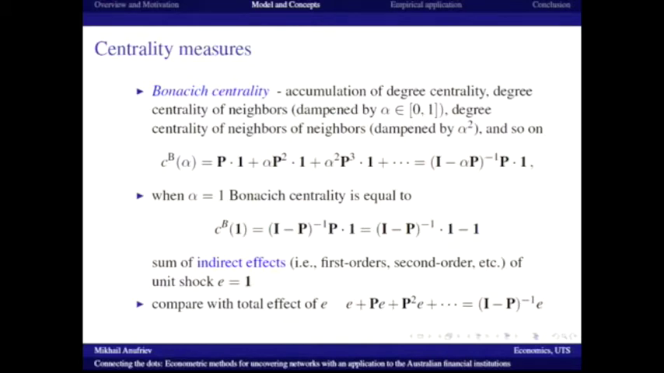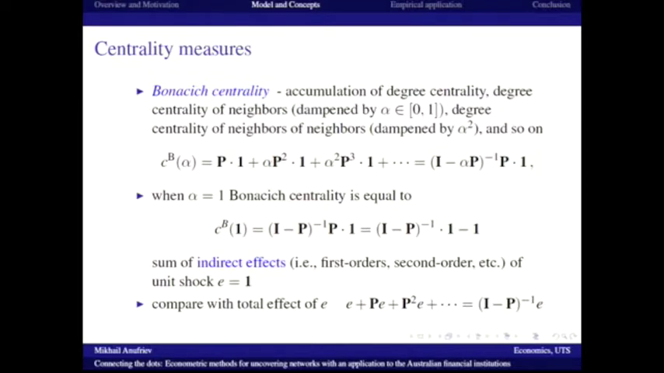Now, also, there is another centrality measure, which is Bonacich centrality. You can write the definition. So here you accumulate the degree centrality, and then you have a dampening factor for the neighbors. So this is alpha, this is the dampening factor, and so on. And so eventually you get something like that. And with some computations, we found that if you take alpha equal to 1, which would be not bold but normal, then Bonacich centrality would be equal to this.